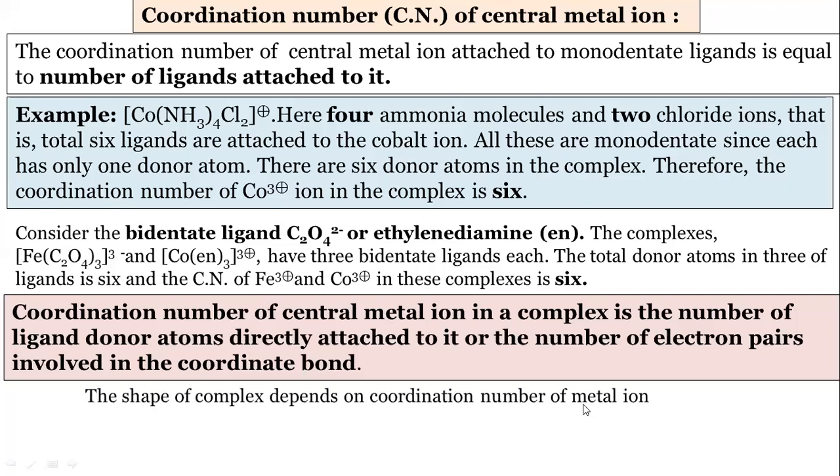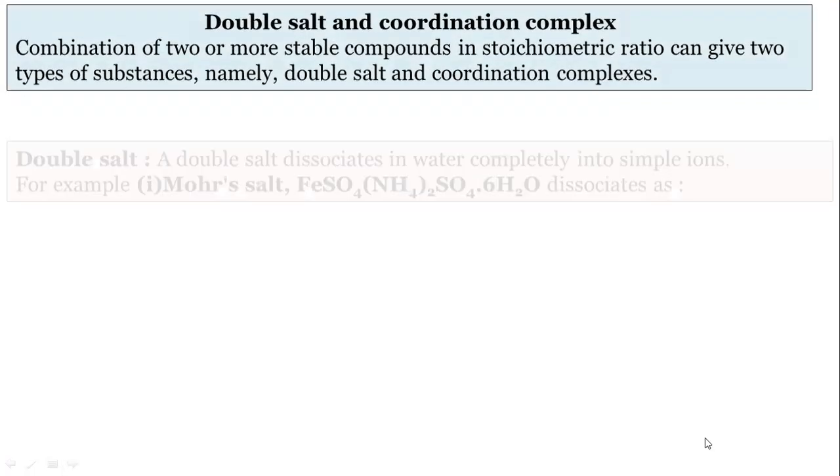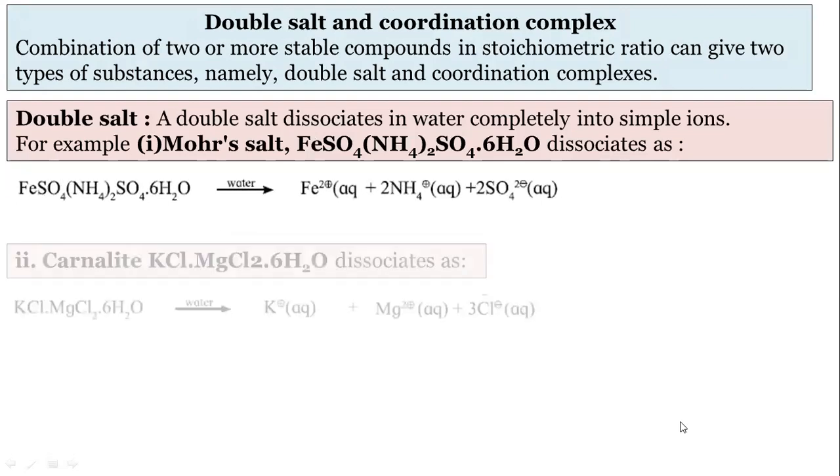So this is just a revision. Depending upon the coordination number, the shape of the molecule is determined. If the coordination number is 2, the shape of the complex will be linear. If the coordination number is 4, there are two shapes, tetrahedral and square planar. And if the coordination number is 6, the shape of the molecule will be octahedral. In the next slides we will discuss double salts and coordination complexes.